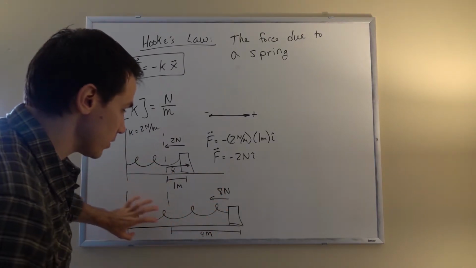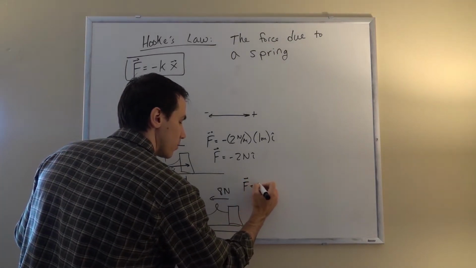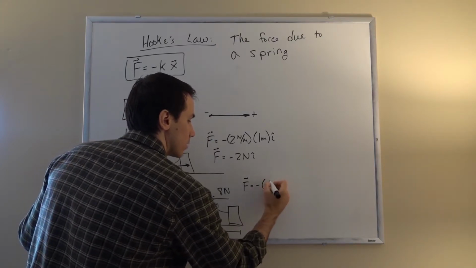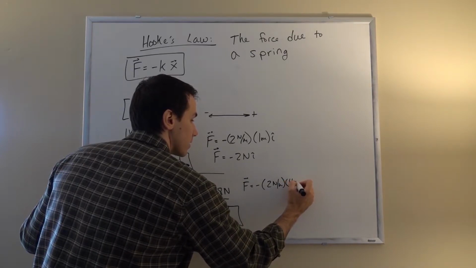Likewise, if I had the spring stretched for 4 meters, well then my force looks like negative 2 newtons per meter multiplied by 4 meters.